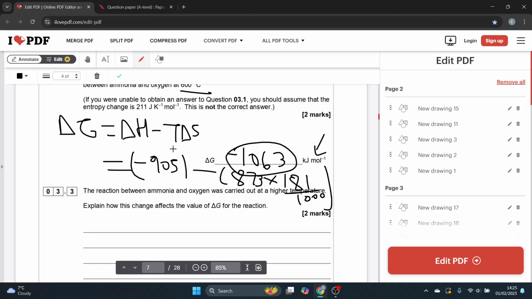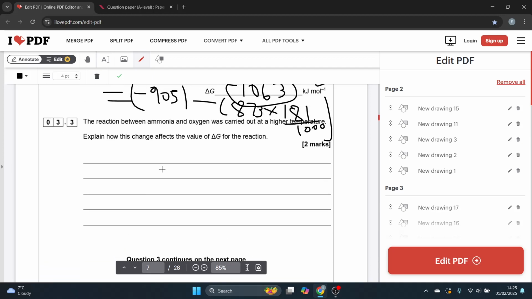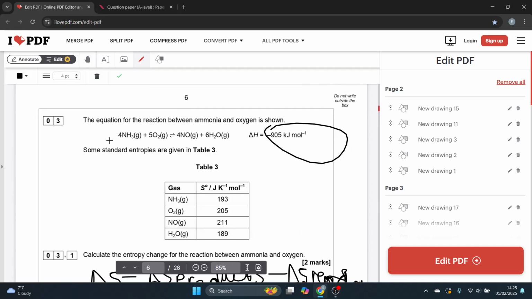A lot of tricks. Then it says the reaction between ammonia and oxygen was carried out at high temperature. Explain how this change affects the value of delta G, the Gibbs free energy change for the reaction. Well, I know the forward reaction is exothermic, so if I increase the temperature, it's going to shift in the backwards direction, the endothermic direction, to oppose the increasing temperature, hence decreasing the temperature. So I'm going to get more of this.